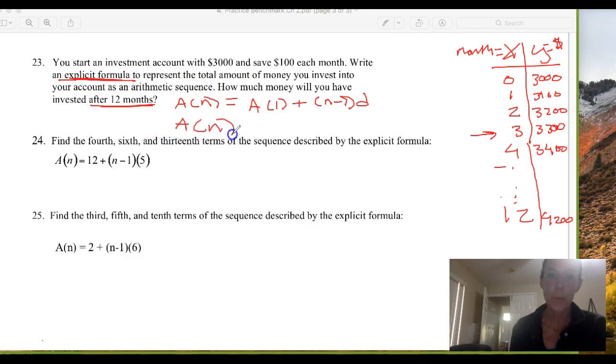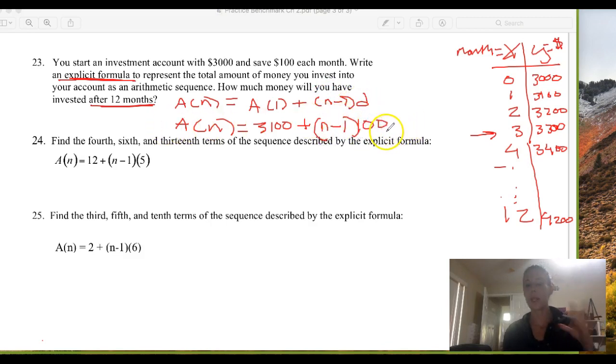Any term will be my first term. Now careful, a lot of people think 3,000 is your first term. That's before I do anything. When I do my first month, I actually have 3,100. Okay, that's the tricky thing about the first term. It's 3,100 plus the number of terms or the number of months minus 1 times that common difference of $100. Now, if you give me this formula, I'll give you full credit.